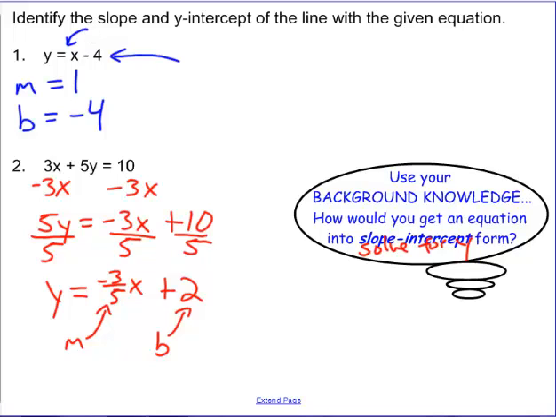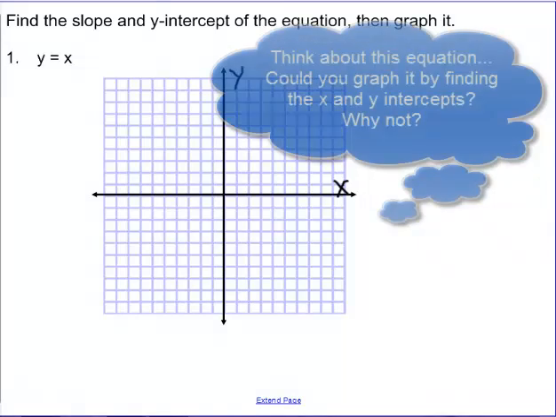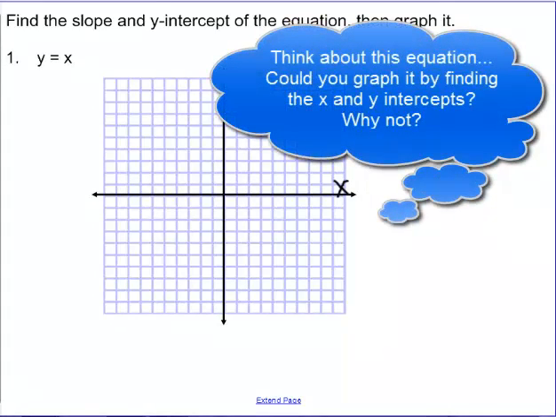The best thing about this slope-intercept form is that it's used when we're graphing. We don't have to do tables. We don't have to do ordered pairs. We don't have to find x, y intercepts. We're just going to graph these. And notice this x, y intercept wouldn't be a very effective method anyway.